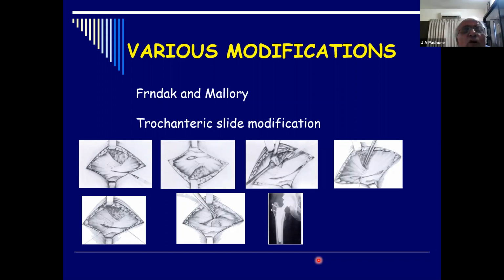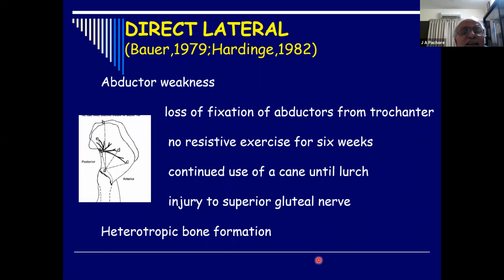Okay, so abductor weakness, loss of fixation of abductor from the trochanter. Whatever you try to fix, sometimes the sutures will give way. So no resistive exercise for 6 weeks, and continue to use a cane until your lurch goes. And I told you this is the superior gluteal nerve, and that's your 5 to 6 centimeters.